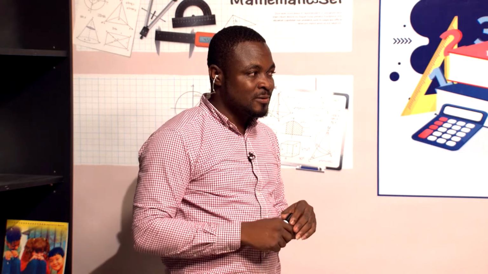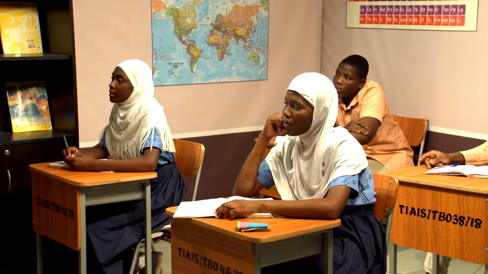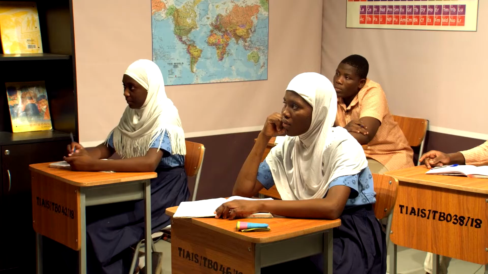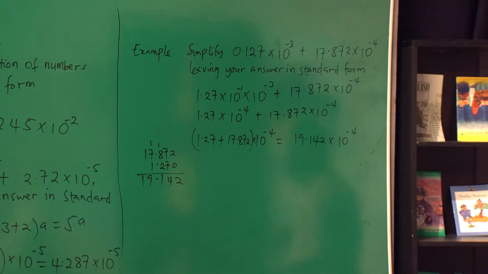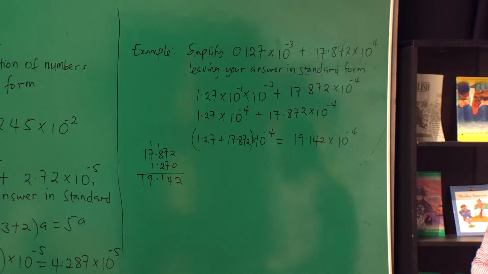It should lie between 0 and 10. It shouldn't exceed 10, and it shouldn't fall below 0. All right, so what is wrong with this? 19 is more than 10, so we can't leave it like that. You need to rewrite it, convert it further. When you get your final answer, then you convert it to get the proper standard form.